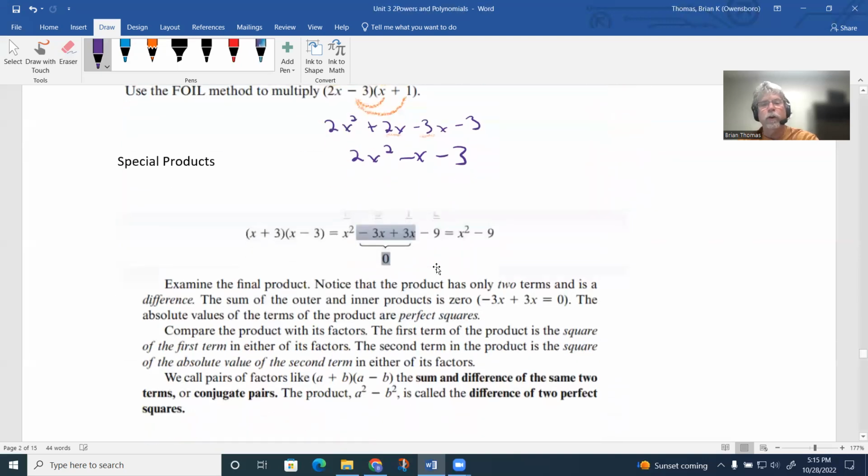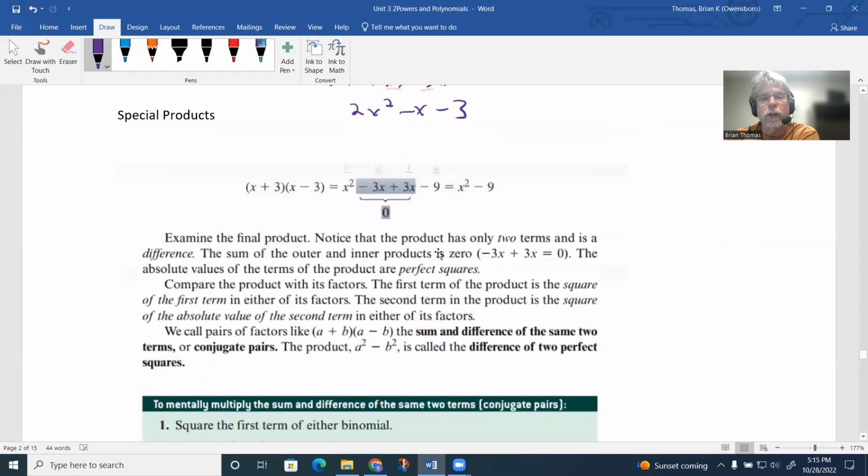We also get into what we call special products. So if we have x plus 3 times x minus 3, notice if we use FOIL on this, we get x squared minus 3x plus 3x minus 9. But notice how the middle terms actually zero out, and all we're left with is the first terms and the last terms. So this is an interesting one that actually becomes really easy to work out, in that sense.